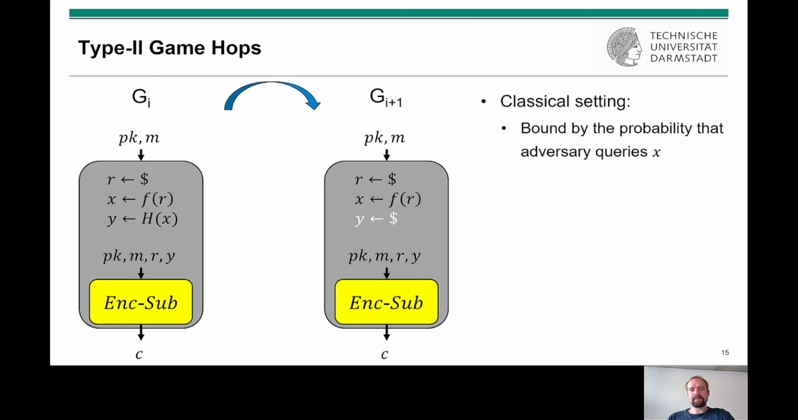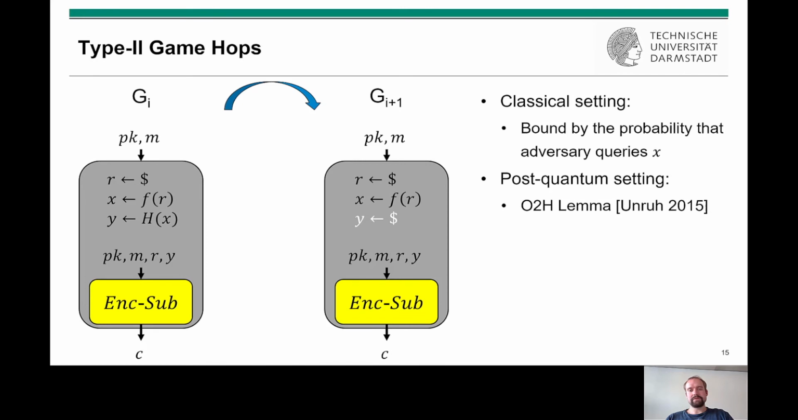Now, in the classical setting, this game hop is bound by the probability that the adversary makes a random oracle query on the value x. Because as long as the adversary never invokes the random oracle on x, these two games are perfectly indistinguishable for the adversary. Now this argument does not work in the post-quantum setting because of these queries in superposition. So if the adversary makes an equal superposition query, it somehow has queried the value x, although we don't expect that this query would enable the adversary to actually have enough information about the random oracle on x to detect the difference between these two games.